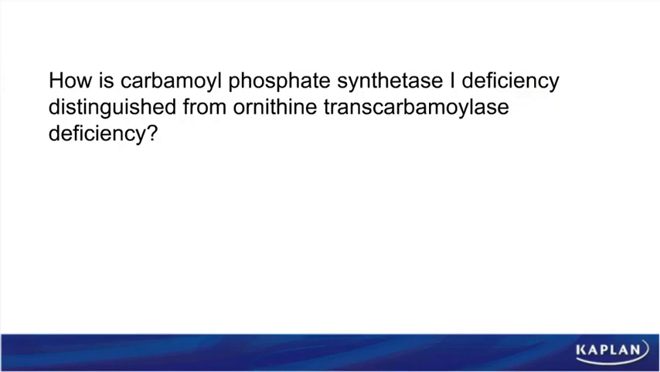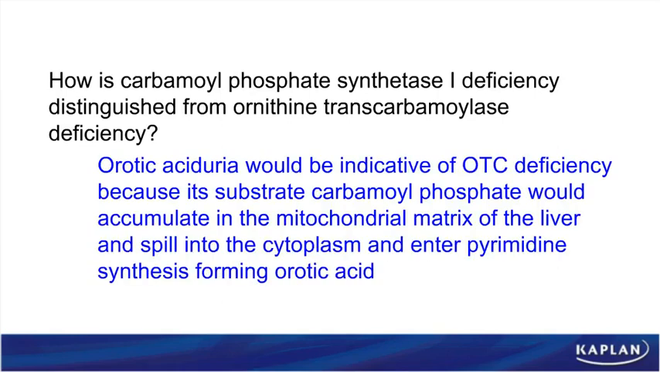How is carbamoyl phosphate synthetase 1 deficiency distinguished from ornithine transcarbamylase deficiency? Carbamoyl phosphate synthetase 1 deficiency is distinguished from OTC deficiency by orotic aciduria. Orotic aciduria would be indicative of OTC deficiency because its substrate, carbamoyl phosphate, would accumulate in the mitochondrial matrix of the liver, and when it accumulates, it will spill into the cytoplasm and enter pyrimidine synthesis, forming the pyrimidine precursor, orotic acid.